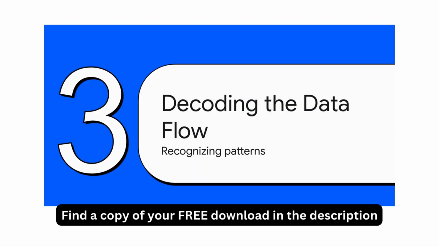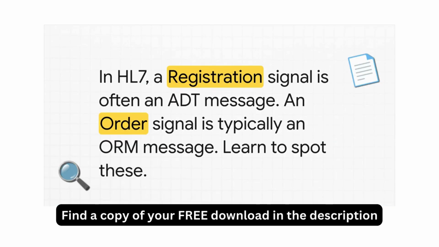All right, now for the really crucial part. How do these signals actually show up in the data? Let's look at some common patterns you'll see in the wild. Okay, in the classic world of HL7, that registration signal, you're often going to see that as an ADT message. That stands for Admit, Discharge, Transfer. And the order signal, that typically shows up as an ORM message. Just being able to spot these 2 patterns is a huge first step in decoding the flow.